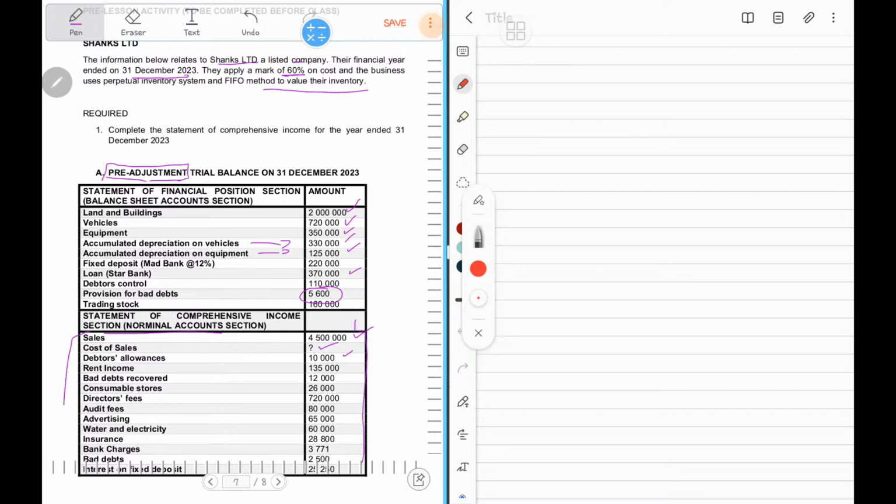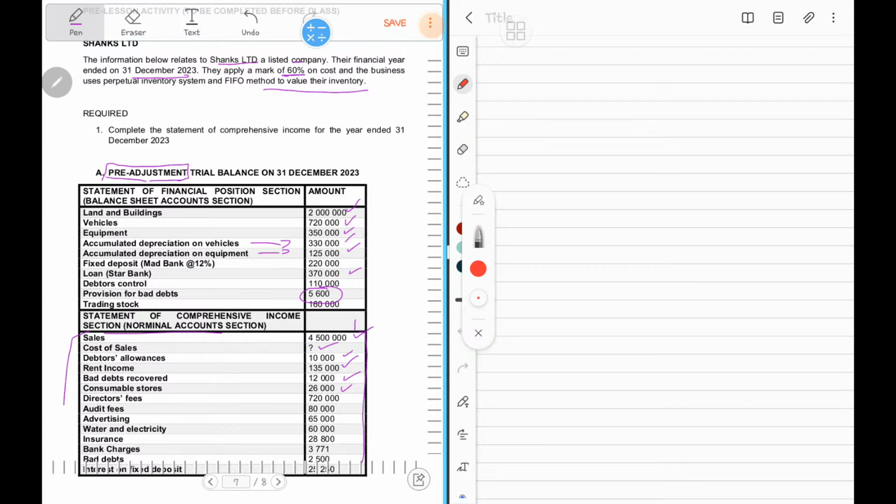Then now we can refer to adjustments. Then we have the rent income. Okay, then we have bad debts recovered. These ones are incomes. We have consumable stores. Now for consumable stores, we are going to check if there is any information. If we are being told that the consumable stores remaining is 1, 2, 3, then we can just subtract that one to find the one that was used. Then if they tell us that the one that was used is 1, 2, 3, then we are going to use that one.